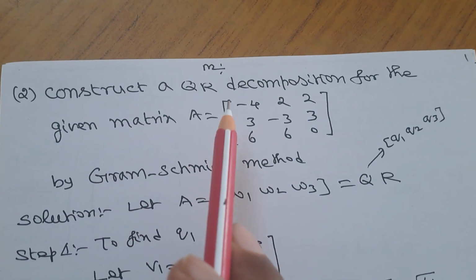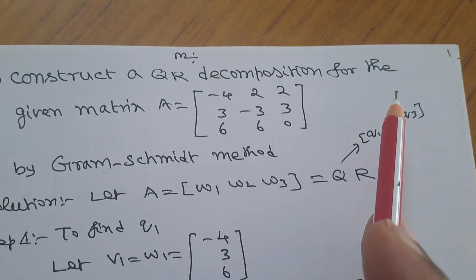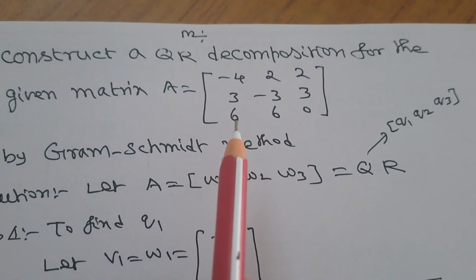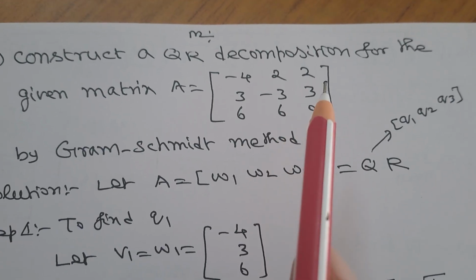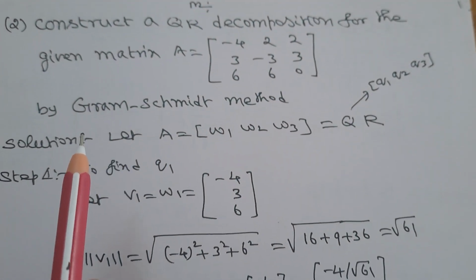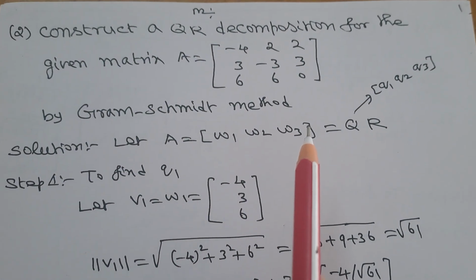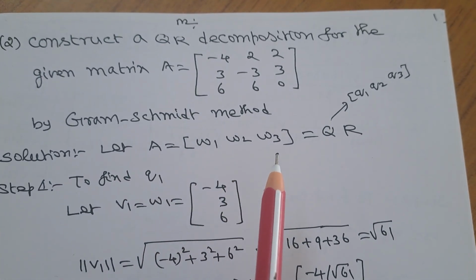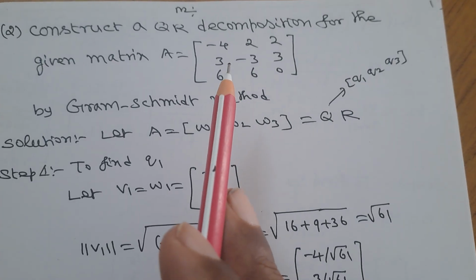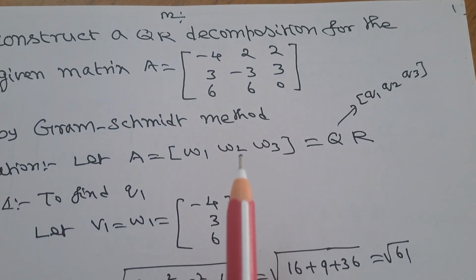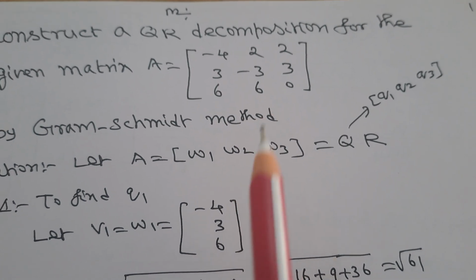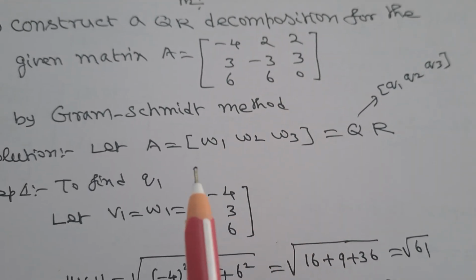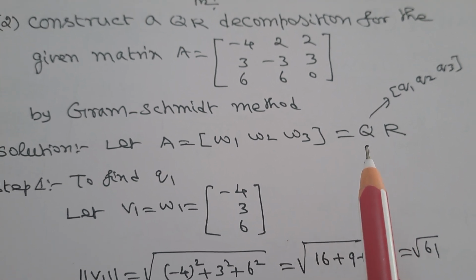Construct a QR decomposition for the given matrix A = [-4, 3, 6; 2, -3, 6; 2, 3, 0] by Gram-Schmidt method. Let A = [W1, W2, W3], where W1 is the first column of the given matrix A, W2 the second column, and W3 the third column. Our aim is to write A = Q times R.